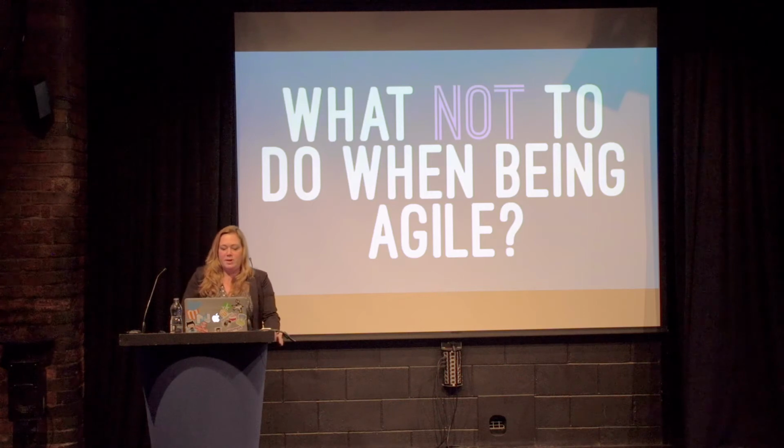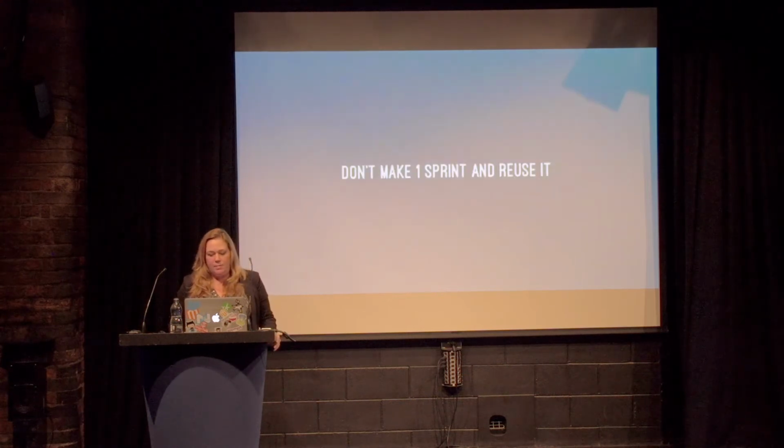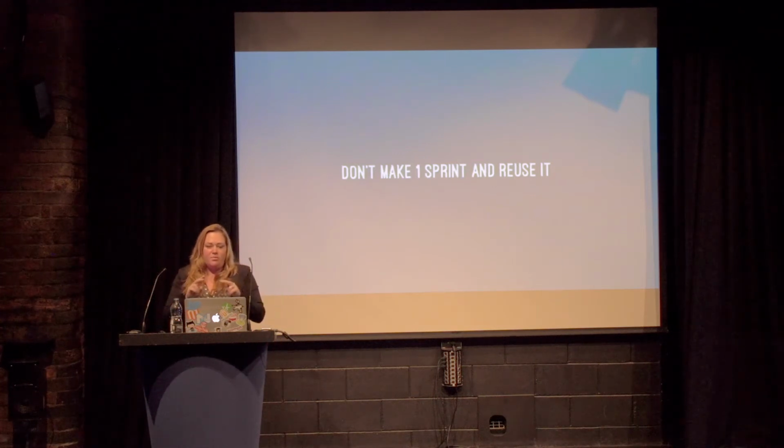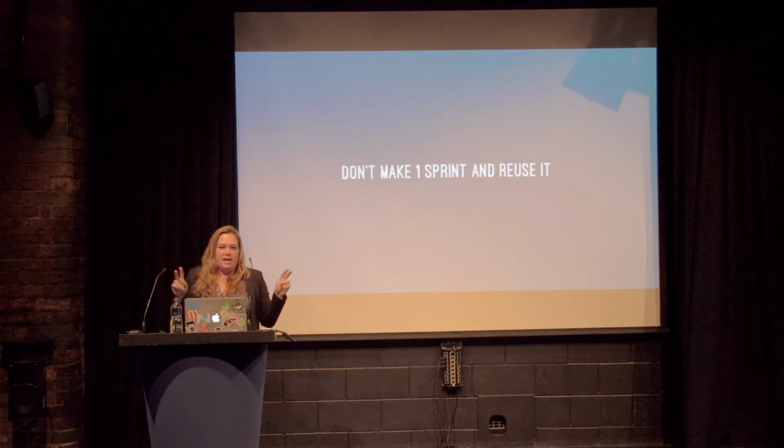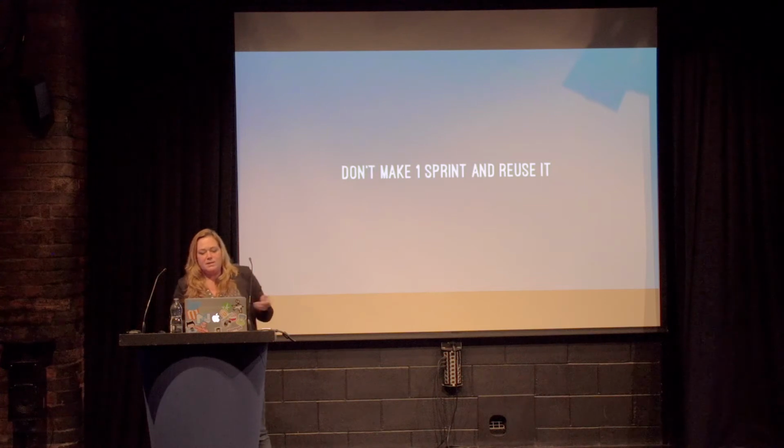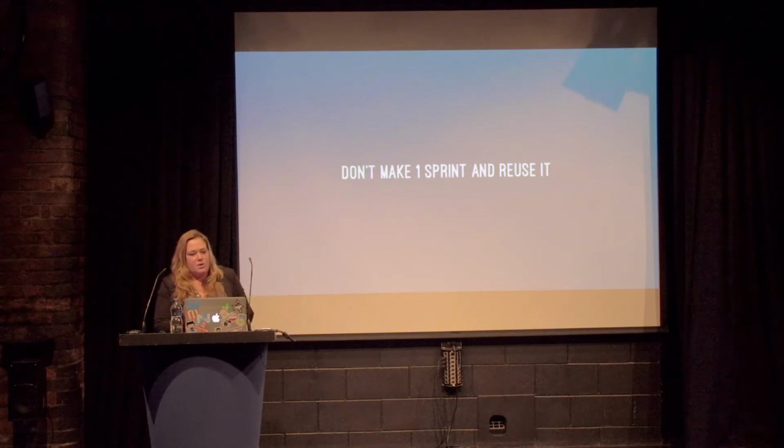So let's talk a little bit about mistakes that you can make when you're trying to be Agile. One mistake I've seen too often is people making one sprint and reusing it. And actually Assembla ships with this feature where their first sprint is called the current sprint, and then they have a backlog. Well, there are many reasons not to do that. One is that you're not going to be able to use any of your reports. You're not going to be able to use your Burndown or Velocity reports.